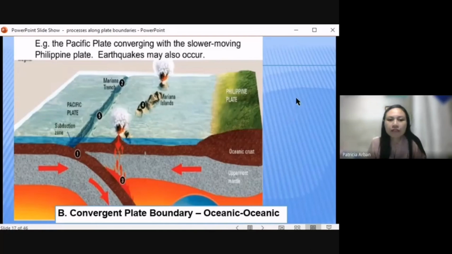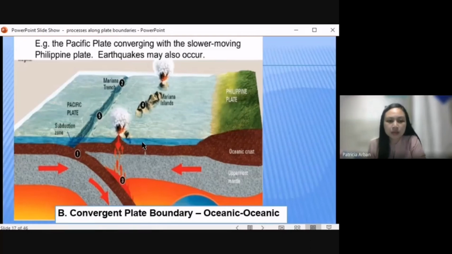Okay, we have here the second type of convergence, which is the convergent plate boundary between oceanic and oceanic crust. Two oceanic crust. So the first one kanina is oceanic and continental. Now we have here oceanic and oceanic plates. Okay, the collision between two oceanic plates. So as you can see, almost parehas lang kanina, almost the same.